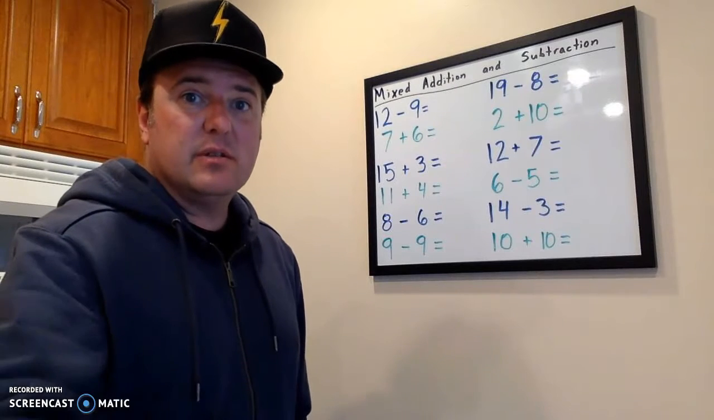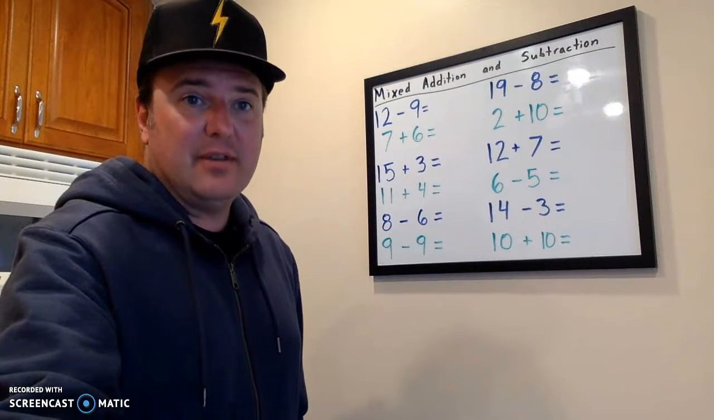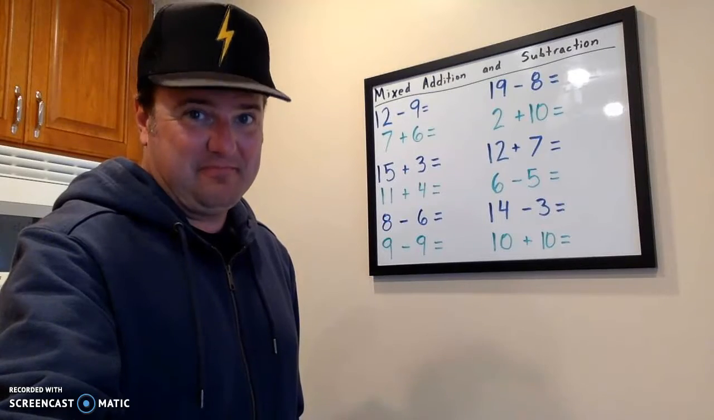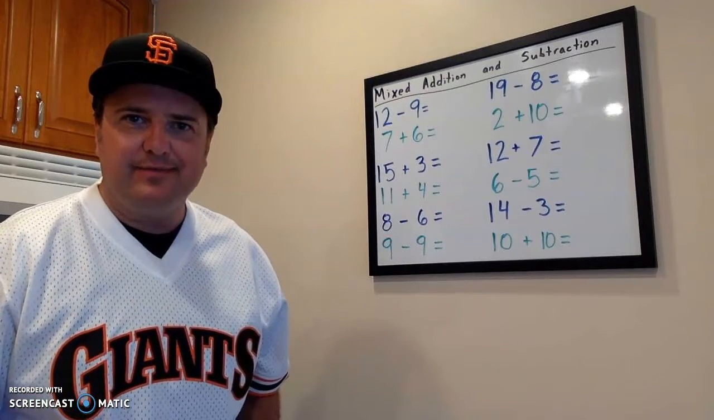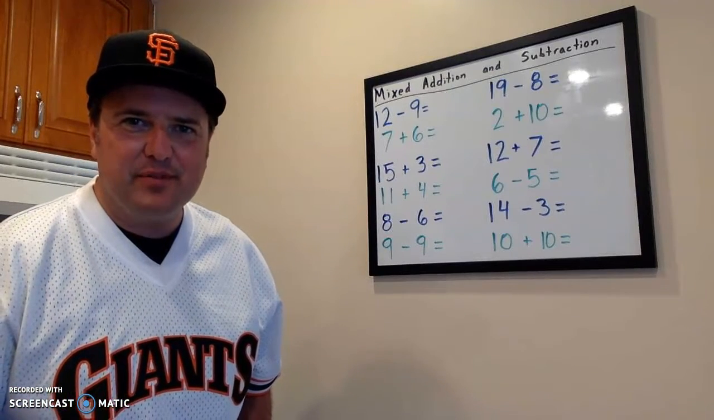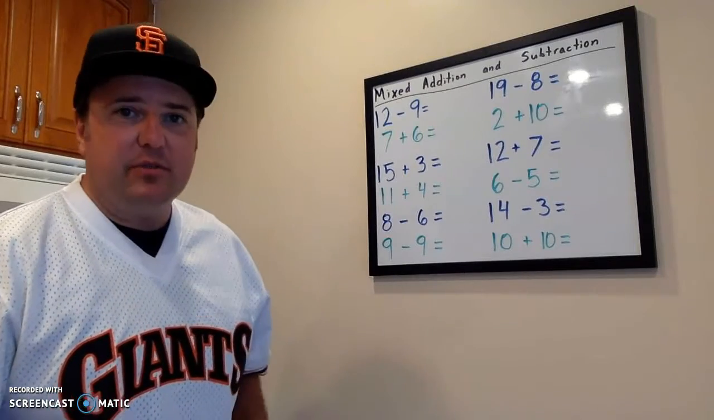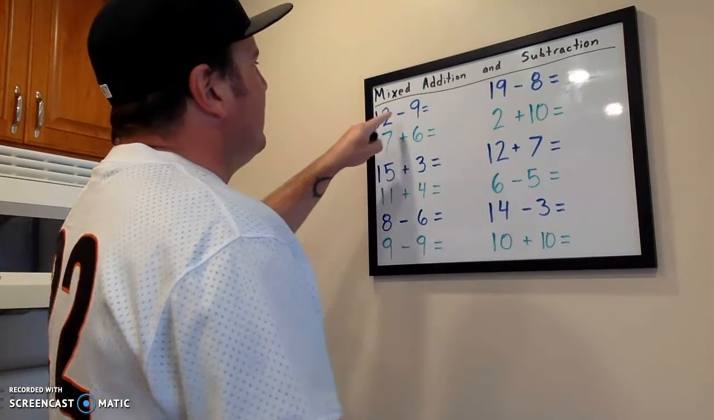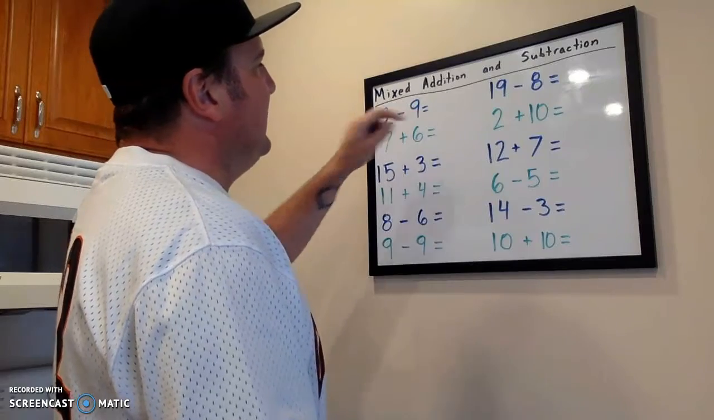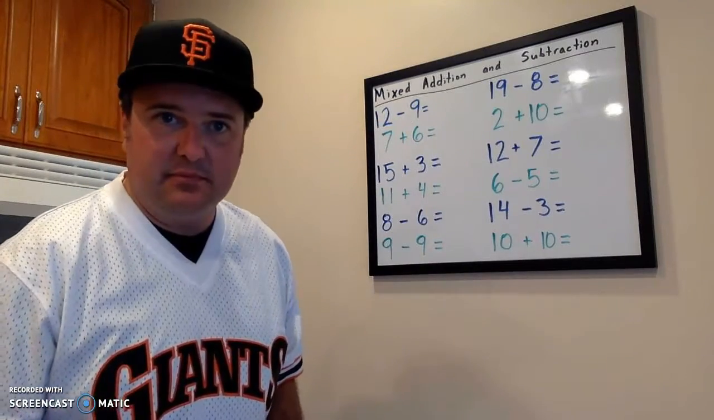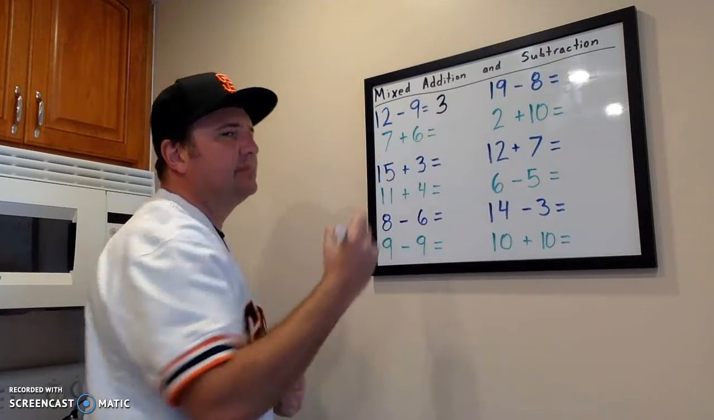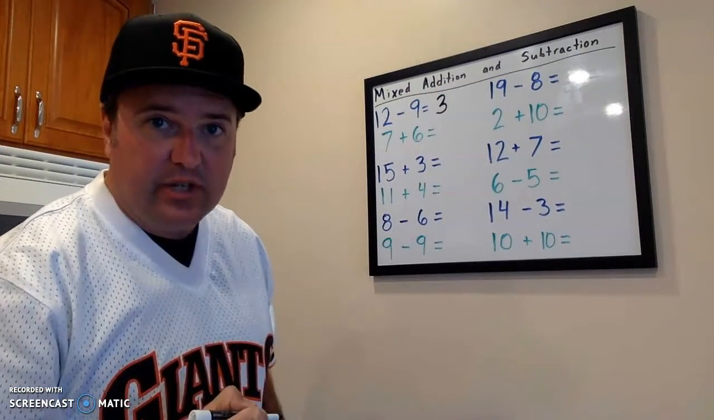Hit pause, write them all down, and solve them. Do not hit play until you're ready for the answers. And we're back. I hope you solved all of the problems. I'm going to go through each one and tell you what the answers are. 12 subtract 9 equals, the answer is 3. I hope you checked your work.